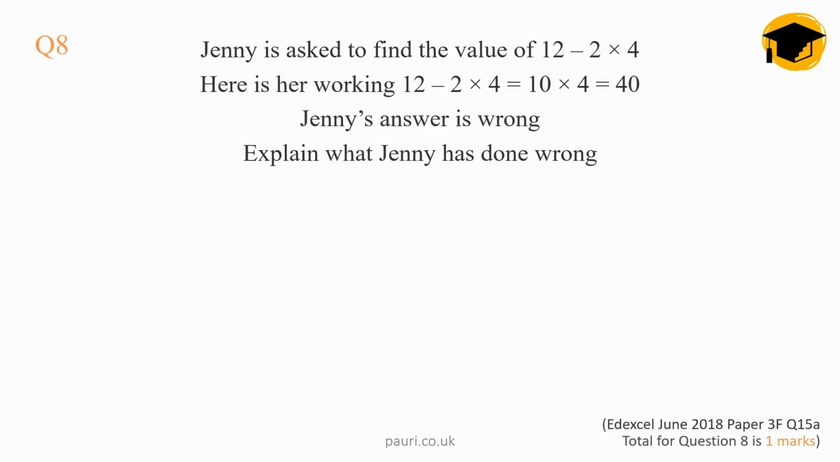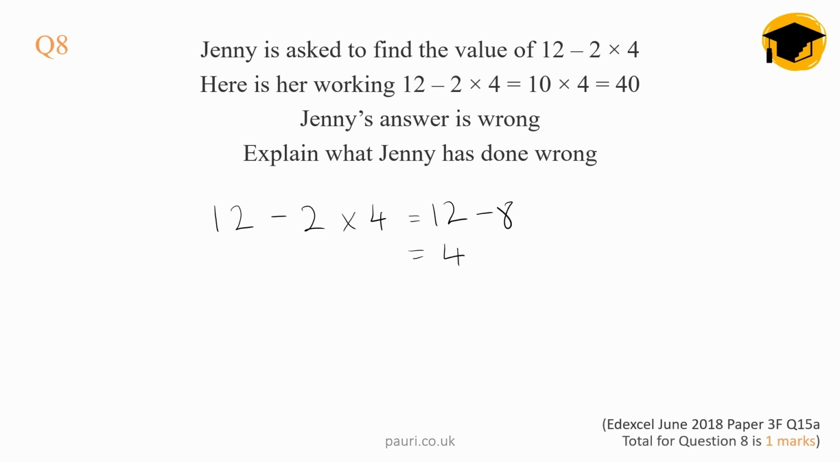Moving on to a worded question. Jenny is asked to find the value of 12 minus 2. So let's do it. What I'd recommend with these questions is do the question or do as much as you can as you read through it. Don't read the whole thing. You can always work stuff out as you go along. 2 operations, you've got subtraction and multiplication. Multiplication comes first. 2 times 4 is 8. 12 minus 8 is 4.